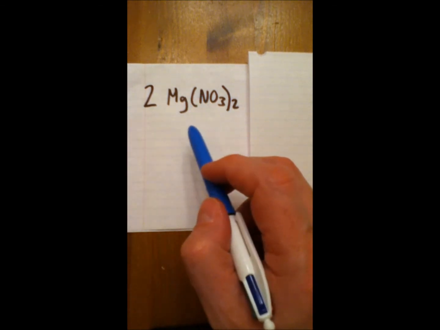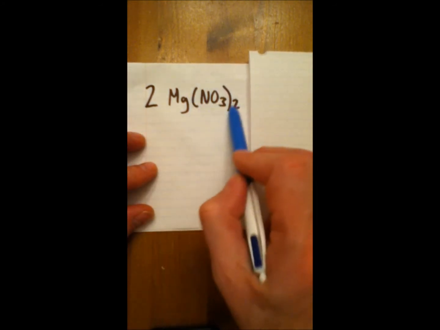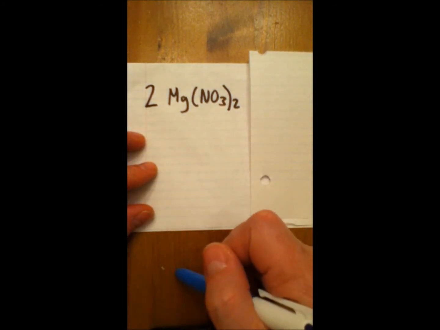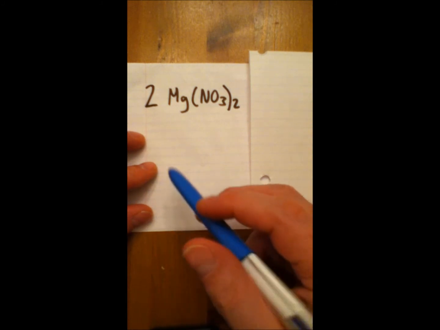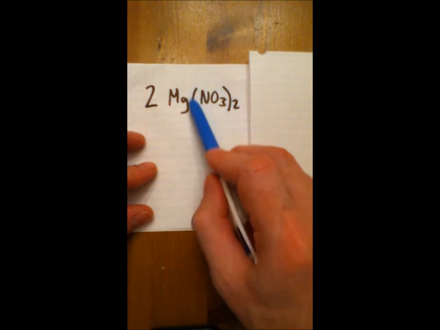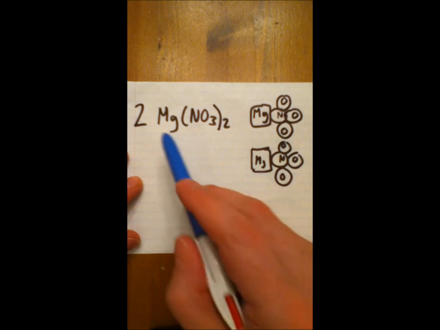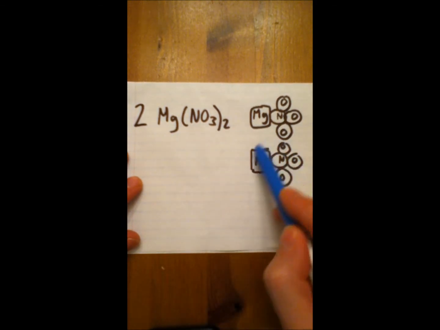The next question is, and you can pause the video after I ask the question, how many of these NO3 groupings do we have? Hopefully you figured it out that we have 2 of those groupings. Okay, and we can see that right here. So we have 2 of those molecules, 1, 2.